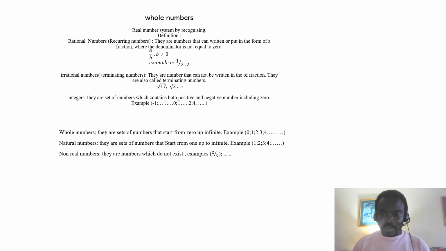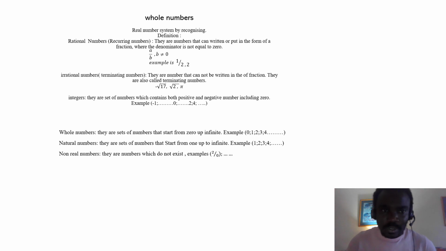Today, we are going to look at grade 9 topics for term 1, 2023. We're going to start with the number system. In the number system, we have two types of numbers. We have the real and non-real system. But we are going to look at the real system by recognizing, as you can see, I've underlined here, the definition.